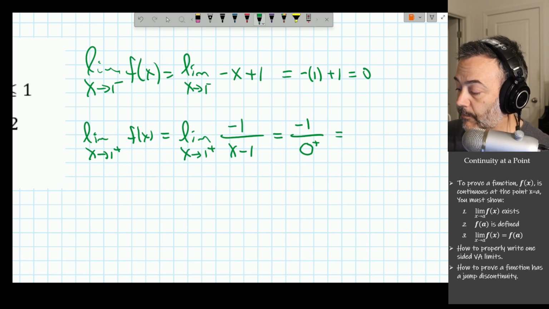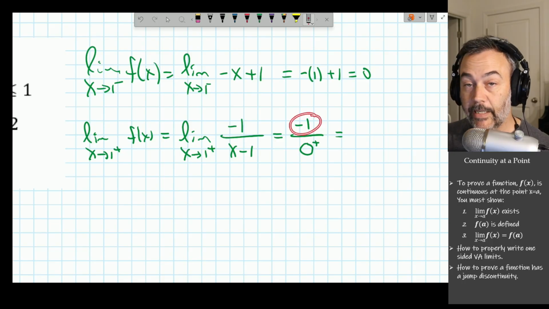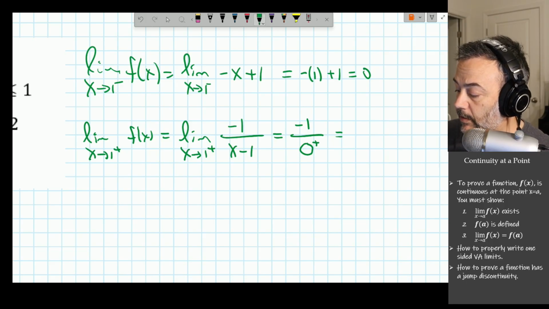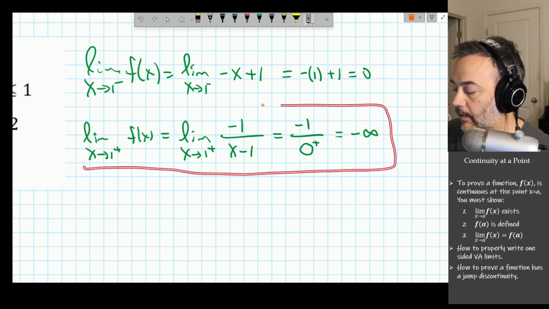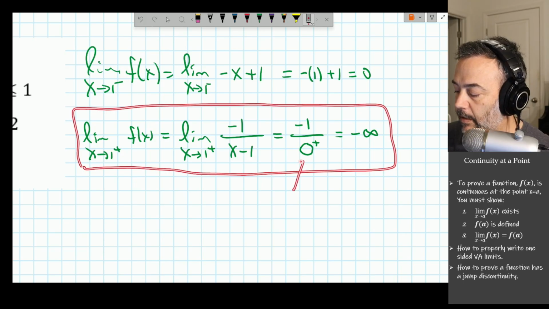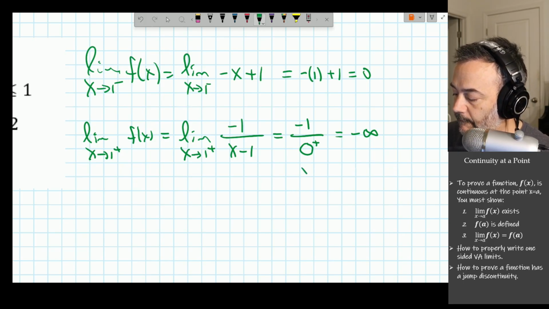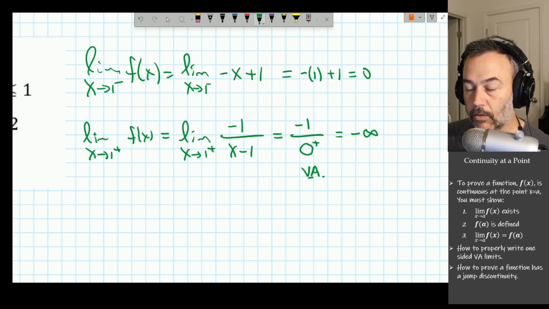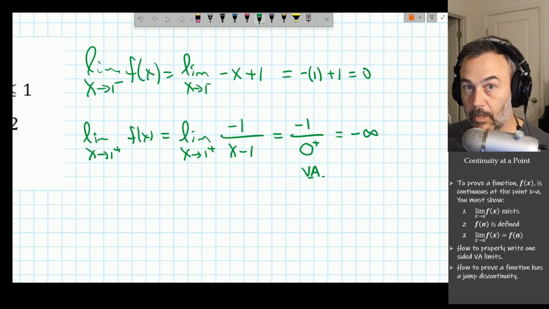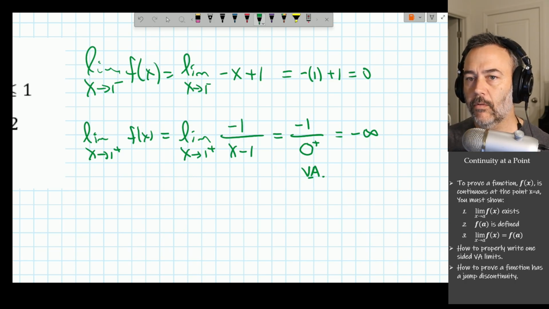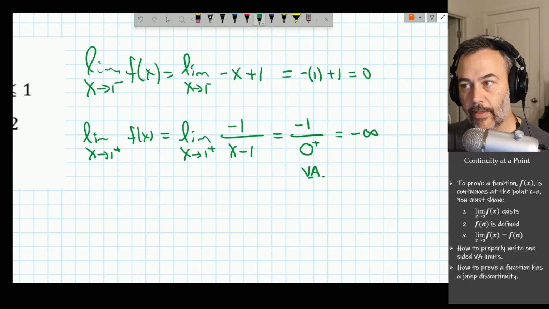So what is happening here? The numerator is a fixed finite negative number. The denominator is always positive, but approaching 0. So this is going to negative infinity. This is a compact way of writing up your work to make it very clear that this is a VA, a vertical asymptote. And on the right-hand side, it's diving to negative infinity. Okay. So if there was a question, it said, show that there's a vertical asymptote at x equals 1, that would suffice.